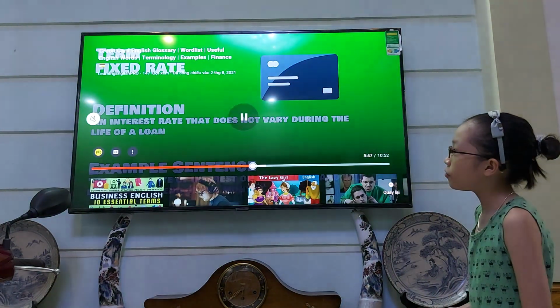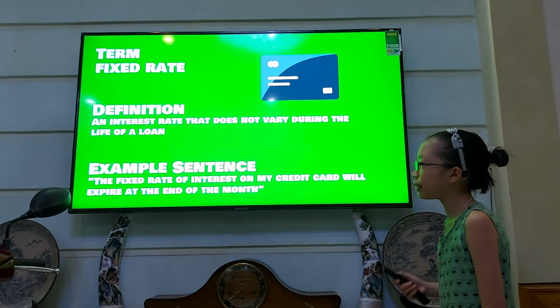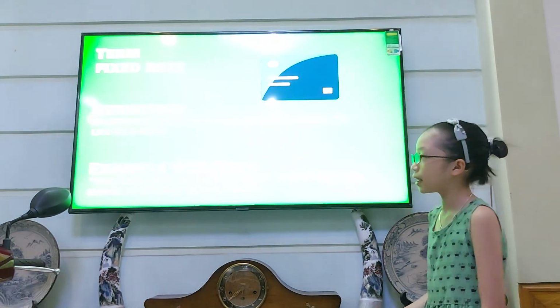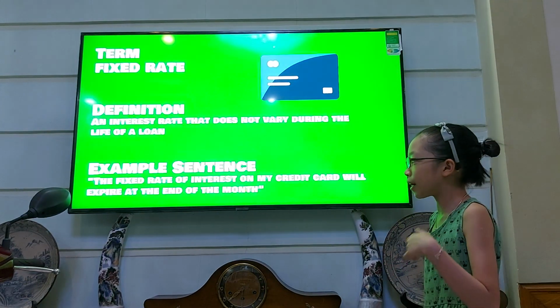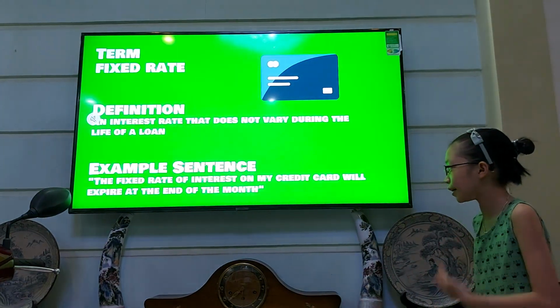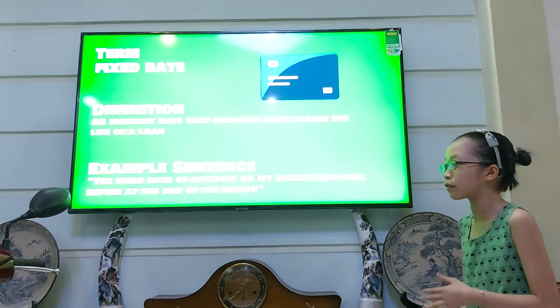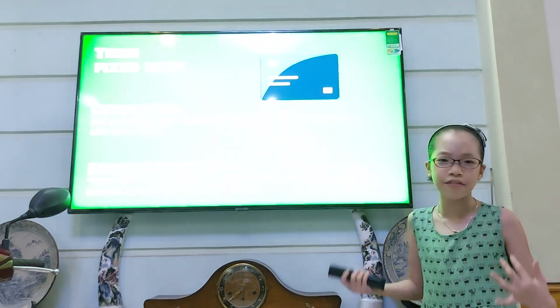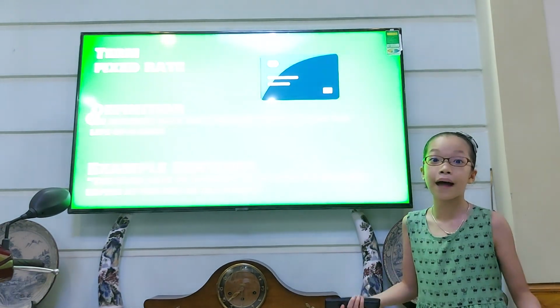We have fixed rate, an interest rate that does not vary during the life of a loan. It does not vary. The fixed rate of interest on my credit card will expire at the end of the month. Means that it does not vary, so it will definitely expire. A bad thing.